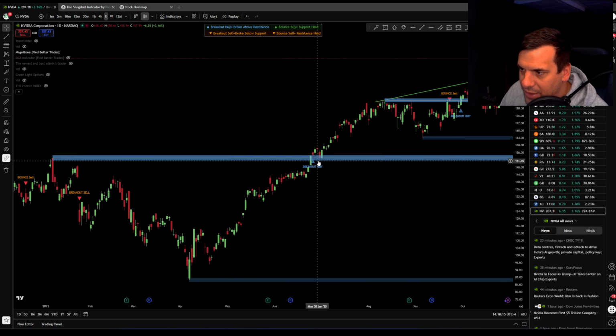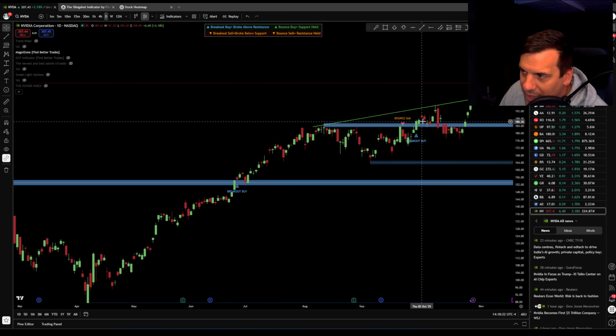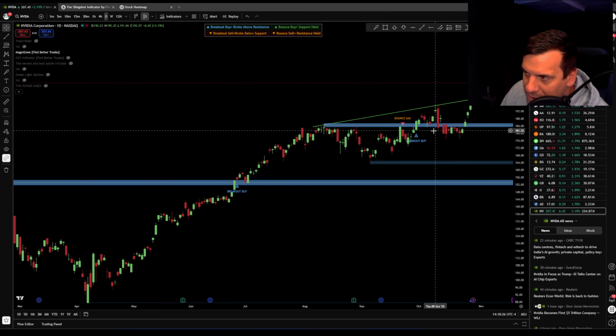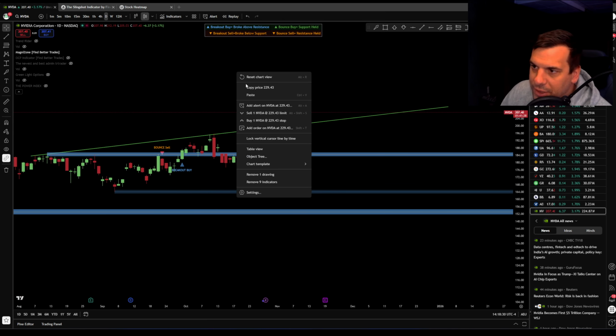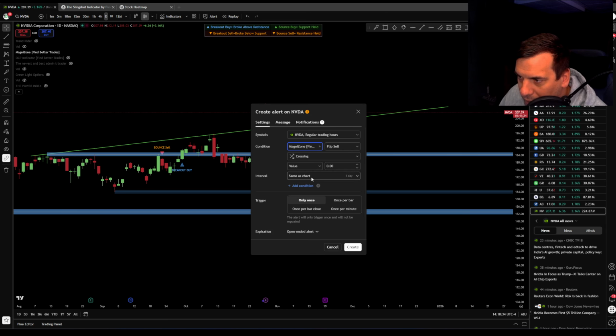So this is NVIDIA. This is a really nice one right here. This was a quick little bounce, so that could have been a nice little put position there, or a short position, and then boom, another amazing breakout trade right there. So these were all alerts.